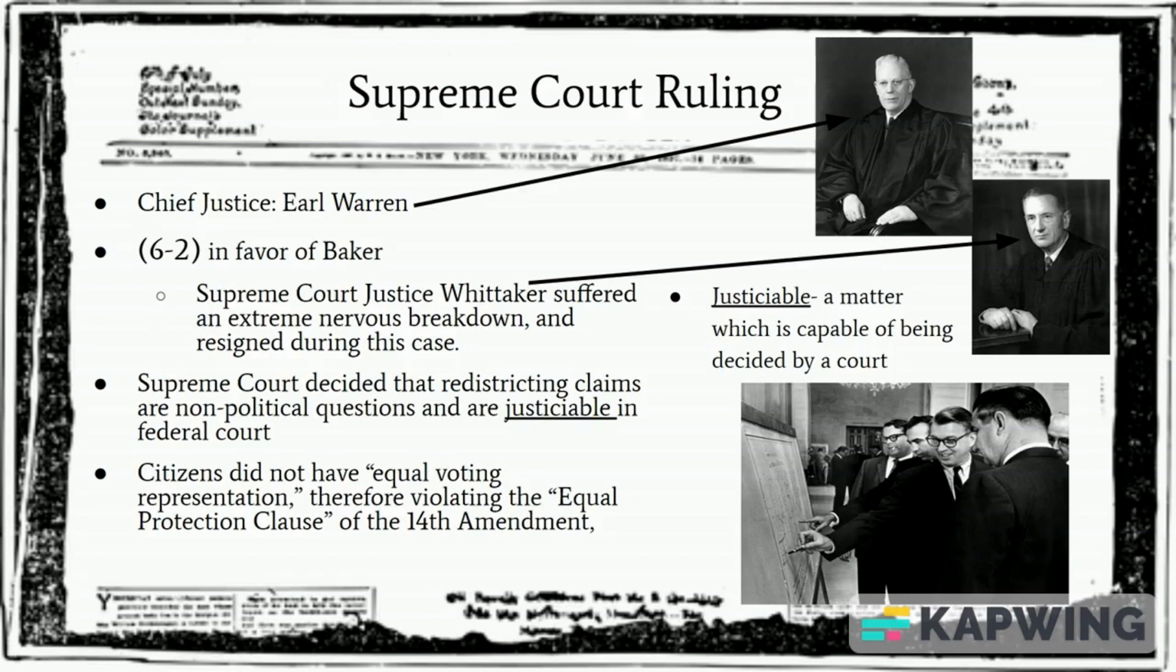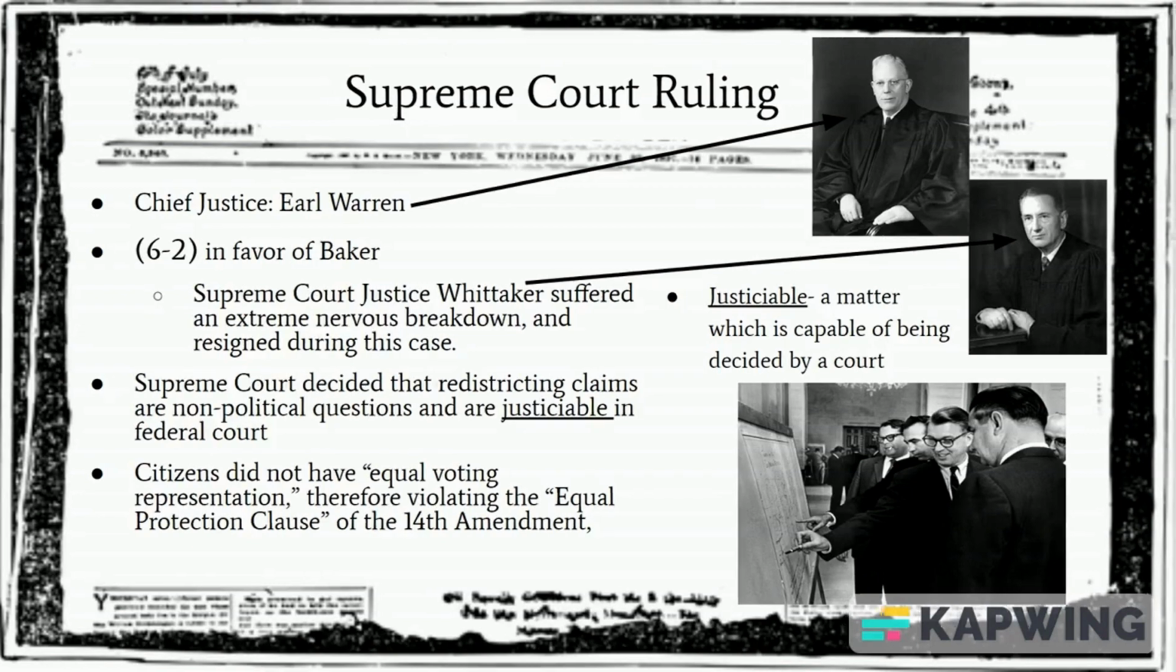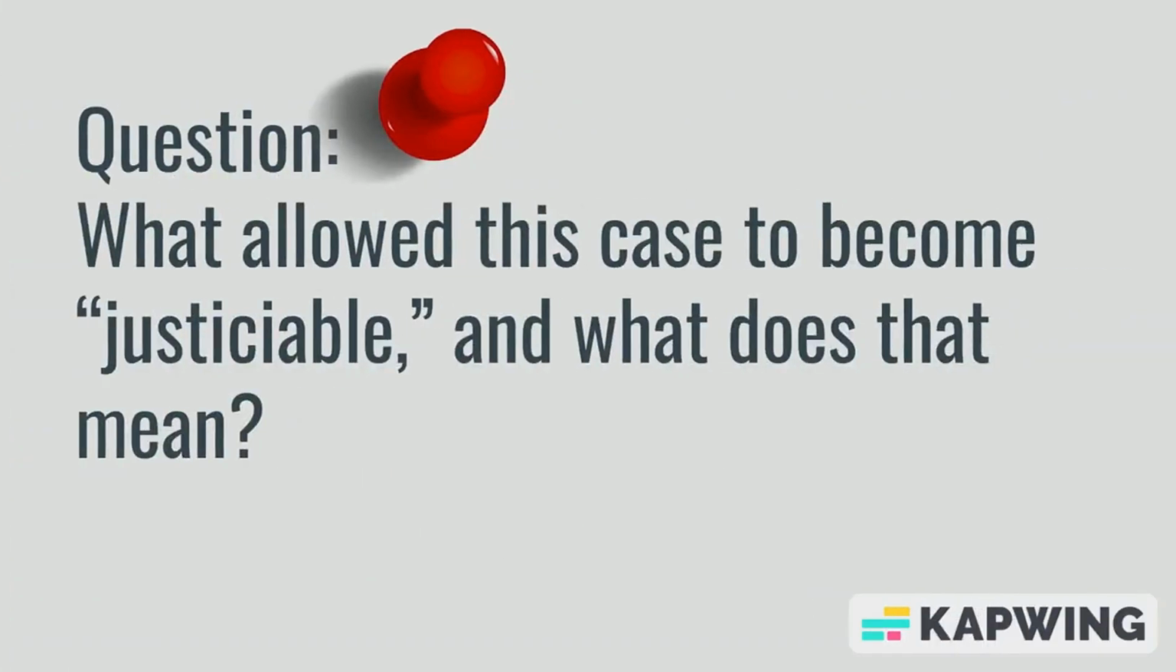Now, justiciable basically just means that the court is able to rule on one of these decisions, and in this ruling, they decided that citizens did not have equal voting representation in these counties, and therefore it violated the Equal Protection Clause of the 14th Amendment. Their voting rights were still allowed. They were allowed to vote. However, they were not equal, therefore violating this Equal Protection Clause. For the third question, what allowed this case to become justiciable, and what does that mean?